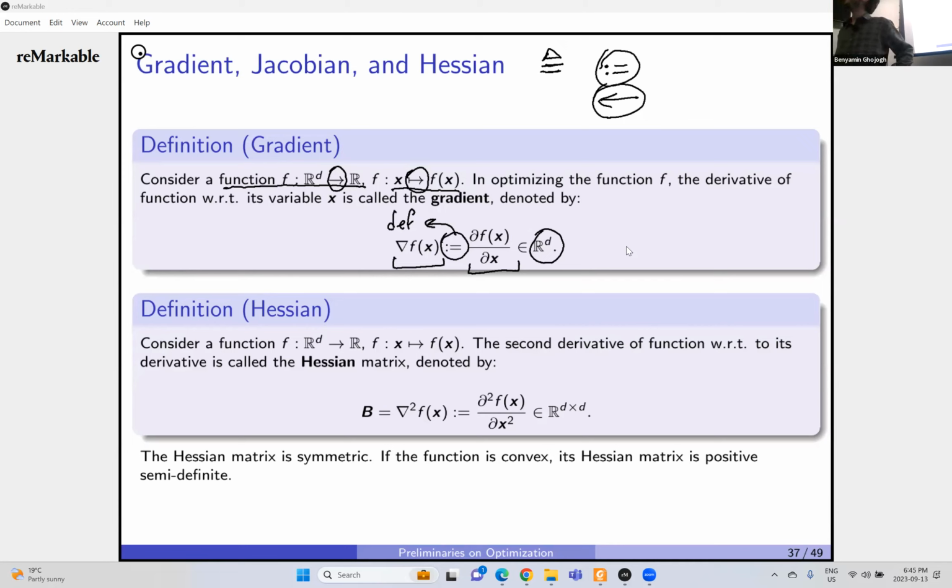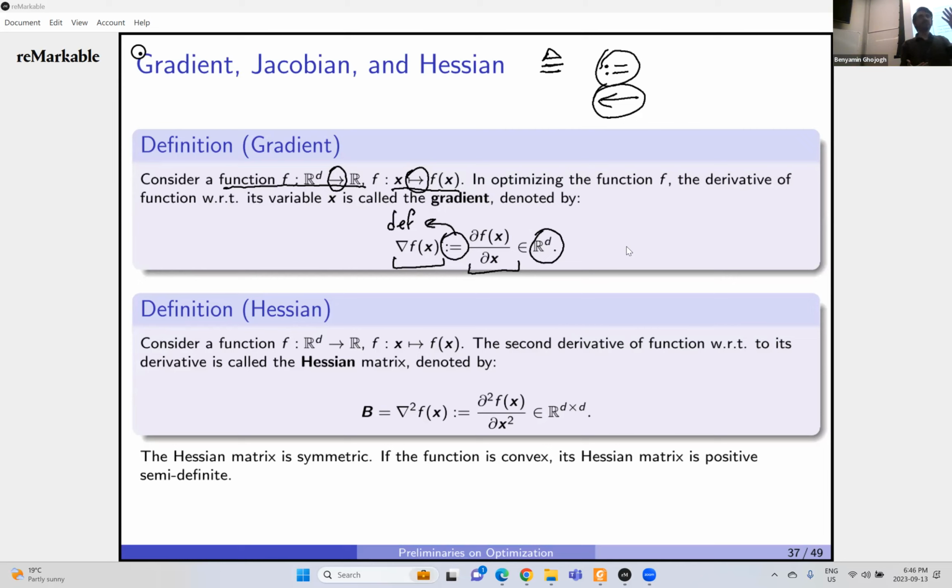Let's move on to the second derivative. When the second derivative becomes a matrix, we usually call it the Hessian. So when does this happen? When does the Hessian become a matrix? When the function we are taking the derivative of is a scalar, for example, and the variable is a vector, and you take the derivative twice, it becomes a matrix. Why? Let's analyze.